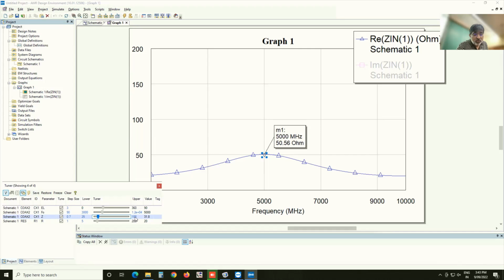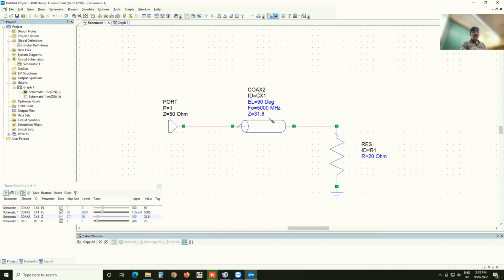And what is the value of the characteristic impedance we have obtained? It's 31.8 ohms. So by connecting a quarter wave section of 31.8 ohms, a 20 ohm resistor transforms into a 50 ohm resistor, real to real. That 31.8 is the characteristic impedance of the total length or per length?